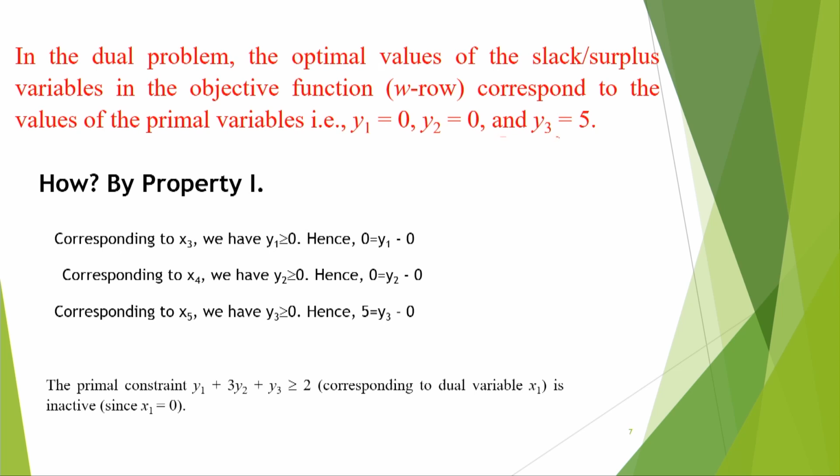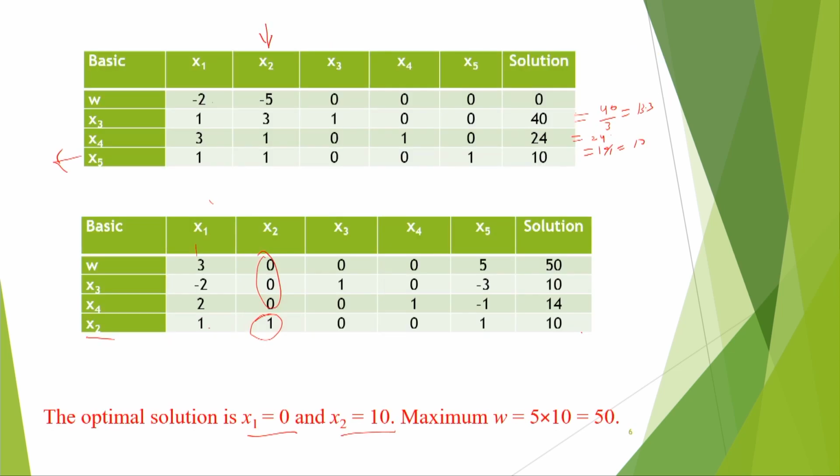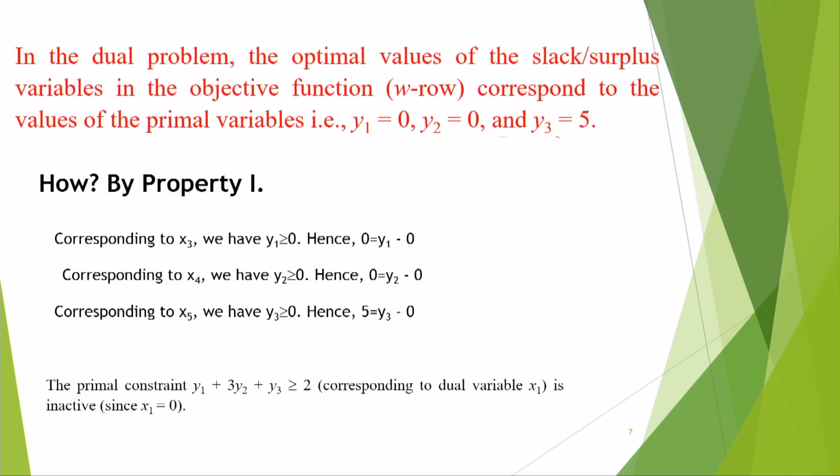Okay, so that is also one point. Optimal values of the slack basically correspond to the values of the primal in the objective function row. So in the objective function row you have got this one slack and surplus.